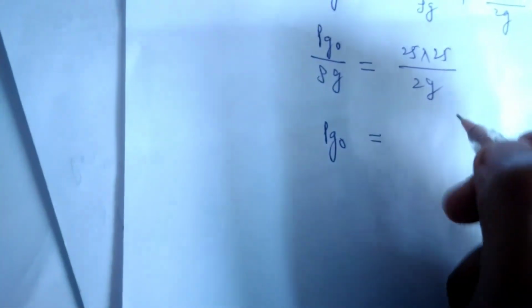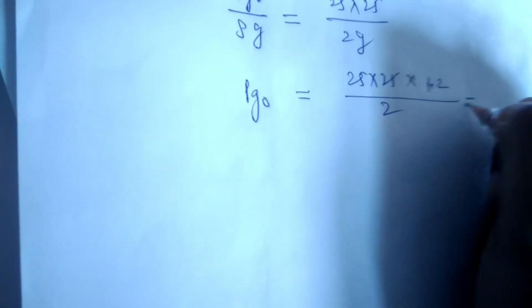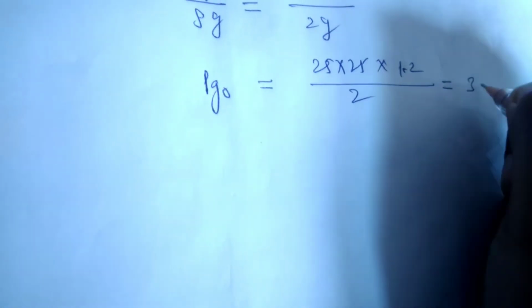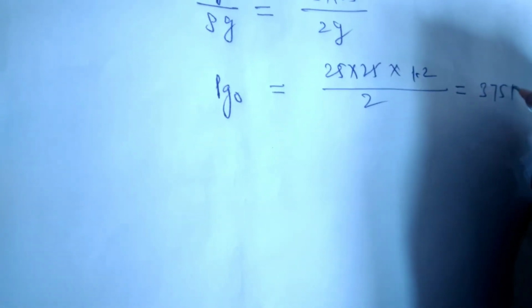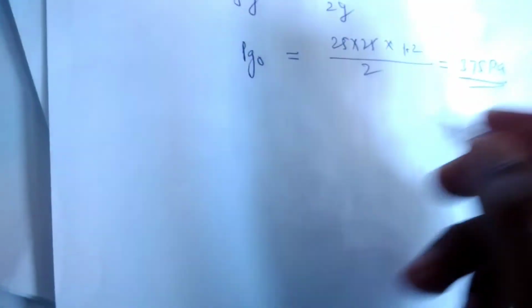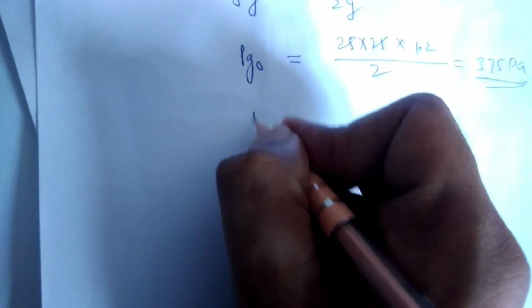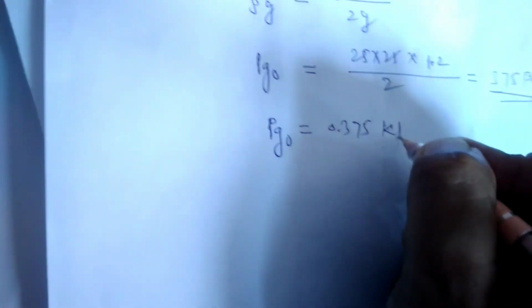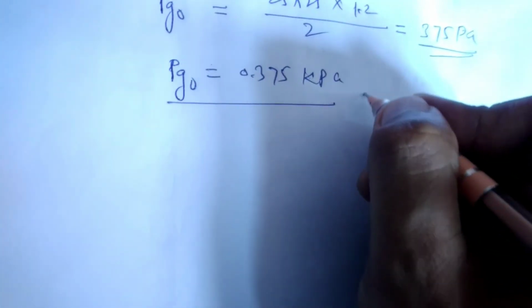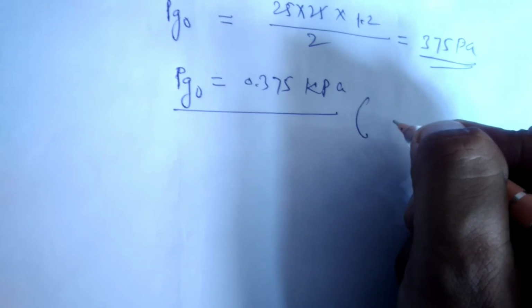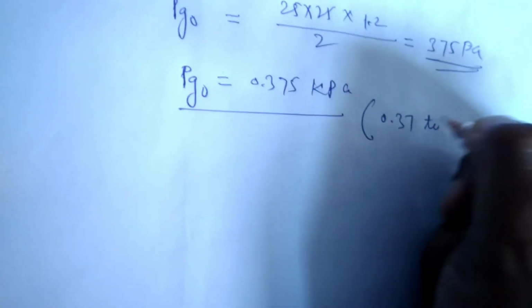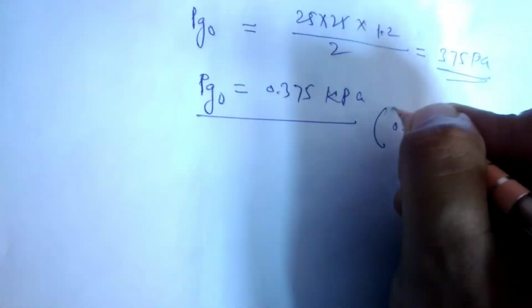So calculating PGO, the gauge pressure at point O will be equal to 25 into 25 into rho, which is 1.2, upon 2. g will be cancelled out. When we calculate this it becomes 375 Pascal, and we have to calculate this value in kilopascal. So PGO, the gauge pressure at point O, will be equal to 0.375 kilopascal. According to the answer key, the answer to this question was given as 0.37 to 0.39. So our answer is the correct answer.